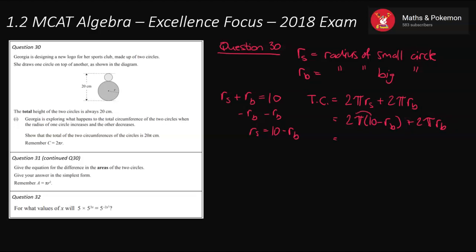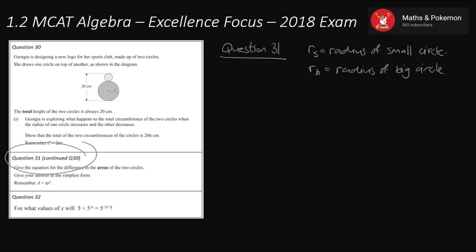So this times this, that's going to be 20 pi. That times that, so that's going to be minus 2 pi RB plus 2 pi RB. And I really like that. As I said before, I was hoping they cancel out, and we can see we've got a minus and a plus, so these cancel each other out, leaving 20 pi as our solution. So we've shown that the total circumference of the circles will always be equal to 20 pi.